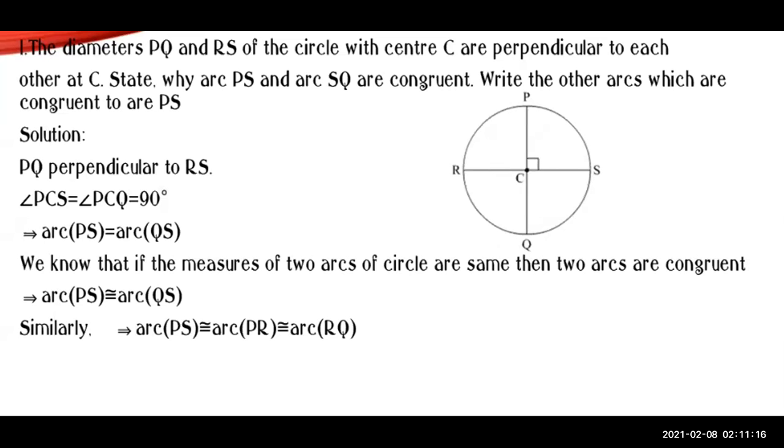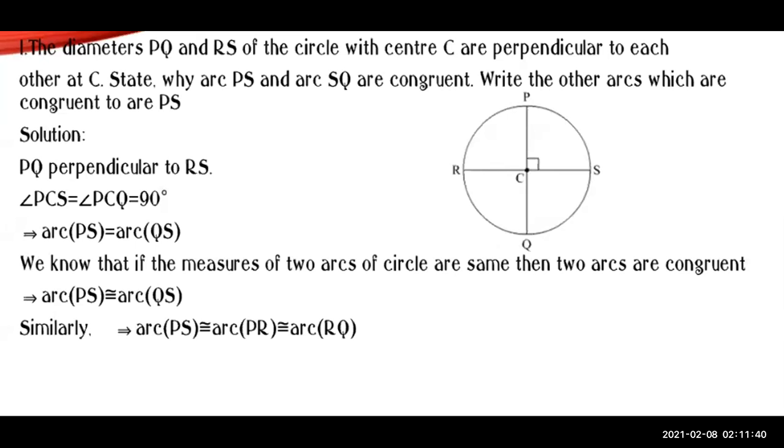Why? Because we know that if the measures of two arcs of a circle are the same, then the two arcs are congruent. We have just learned this property. So that is the reason why PS and SQ are congruent.